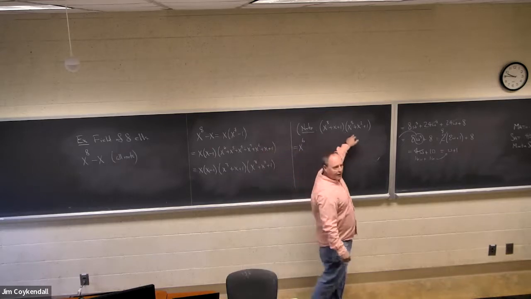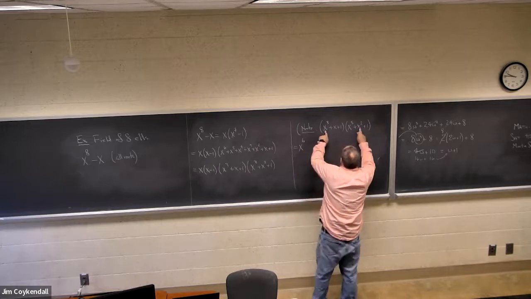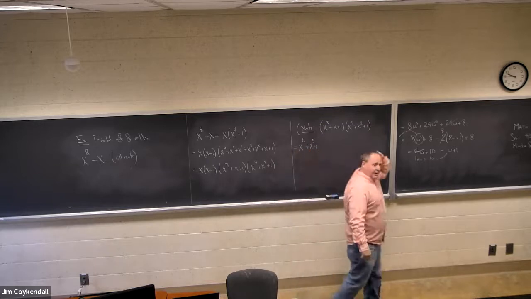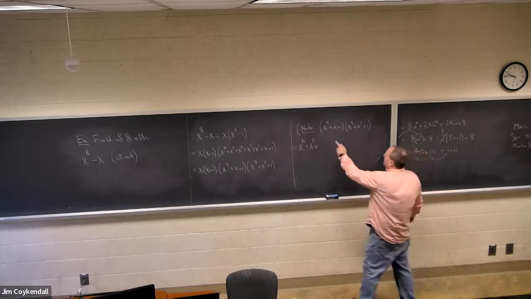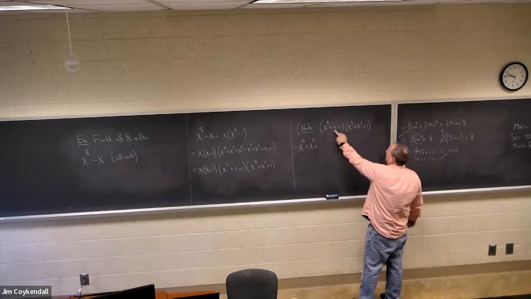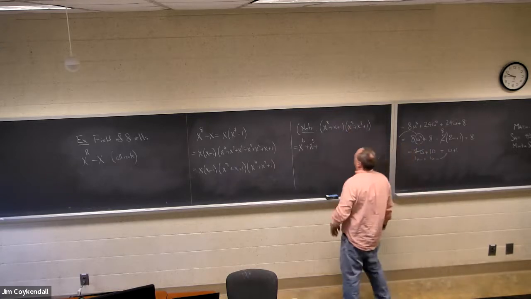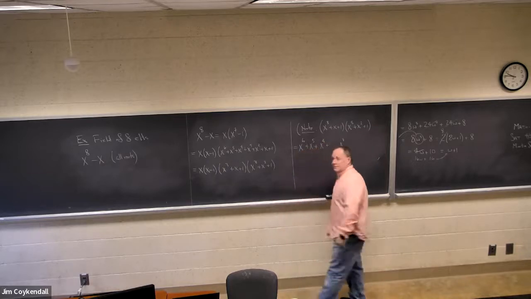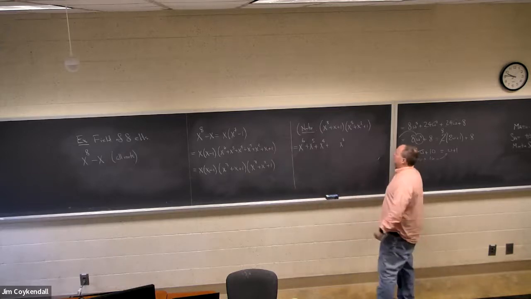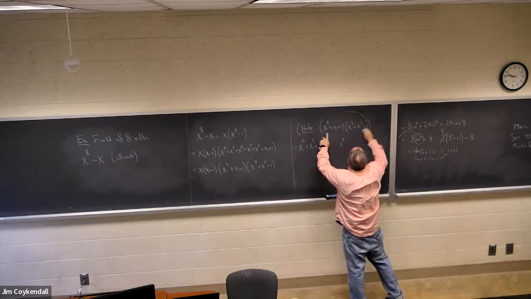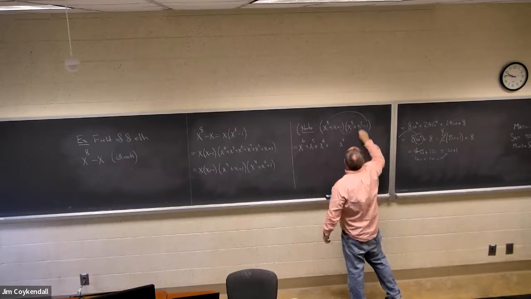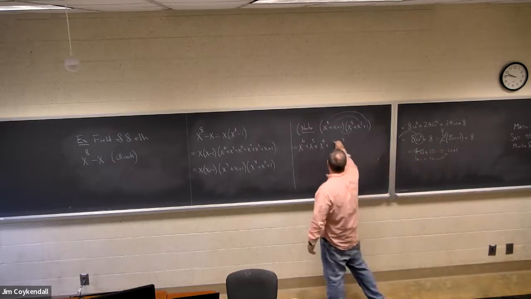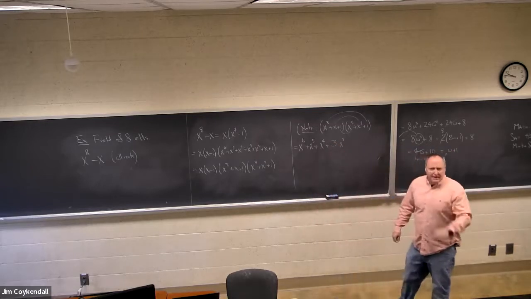x^6. There's only one way to get a 5-degree term, and that's by multiplying these two. Let's see, how can I get an x^4 term? x cubed, nothing works here. Oh, I can get x times x cubed, and that's it. So I get x^4. How many ways can I get an x cubed term? Well, I can get it this way, this way, and this way. There's actually 3 ways to do it. I agree. So I get 3x cubed here.